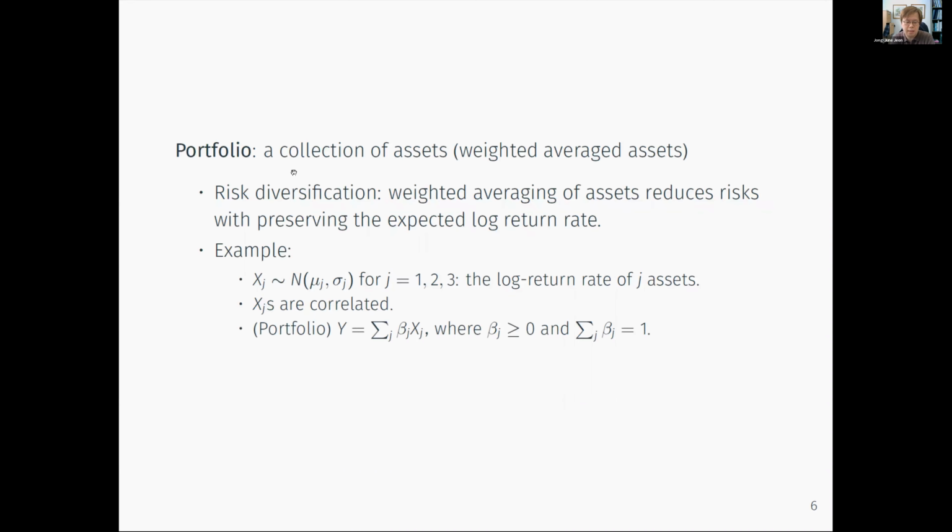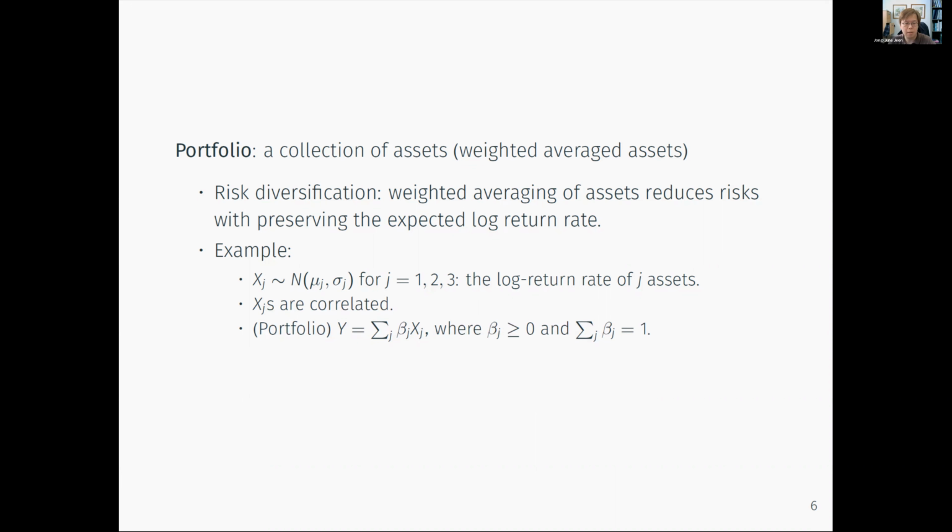This is the key to making an optimal portfolio. A portfolio literally means a collection of assets. A little more mathematically, it is a weighted average of assets. Diversification is related to the return rate of the portfolio. That means by weighted averaging of assets, we can reduce risk while preserving the expected log return rate of the portfolio.